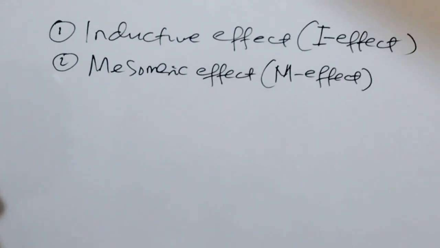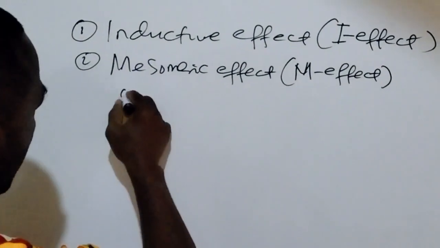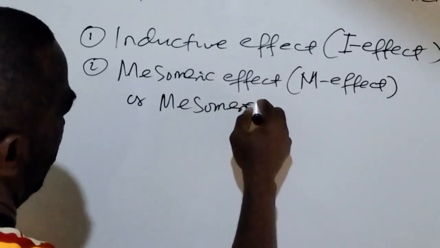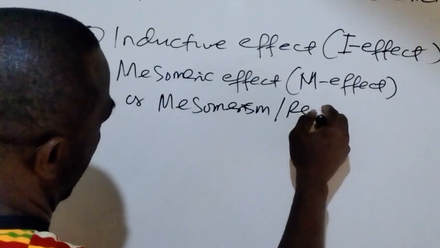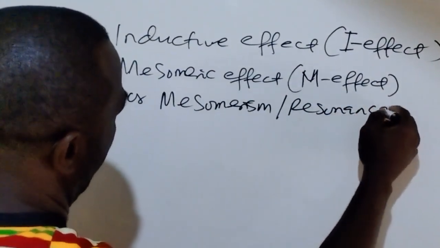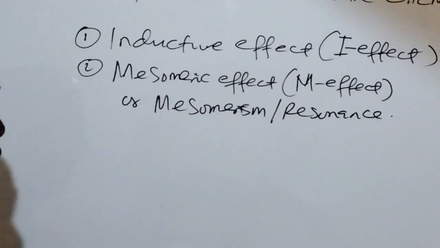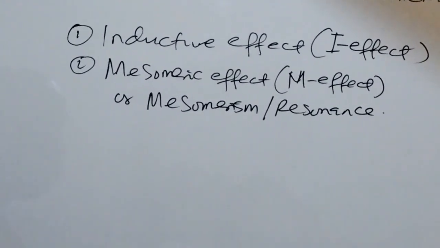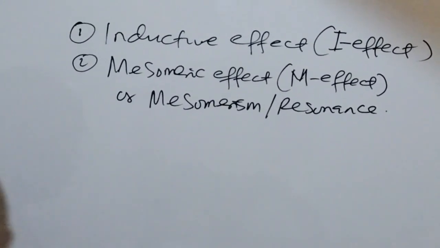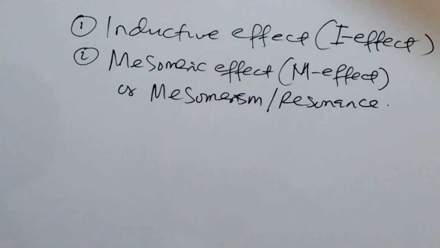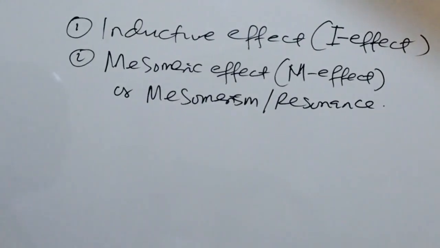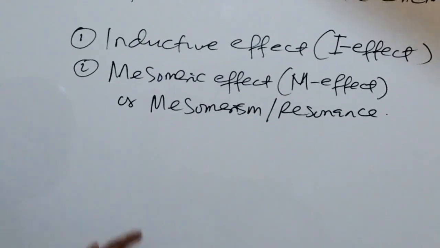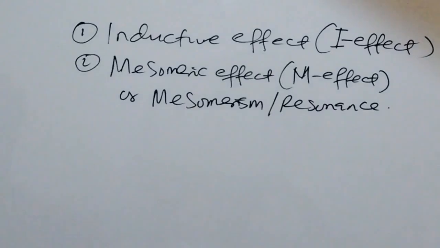Another name for mesomeric effect is mesomerism or resonance. So when you hear the words mesomeric effect, mesomerism or resonance, they all refer to the same thing. These are two terms in organic chemistry that determine the stability and reactivity of organic compounds. We're going to start with the inductive effect.